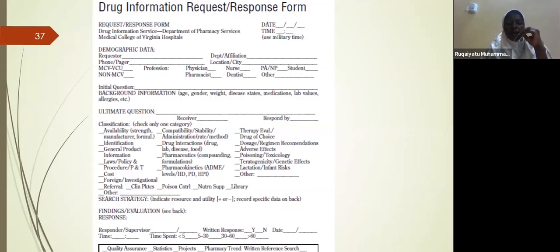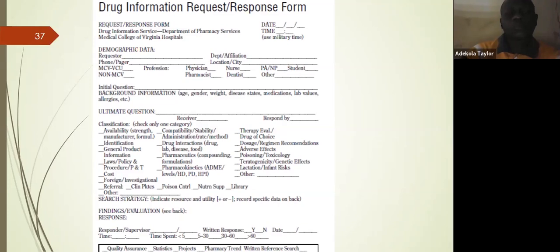So now it's very important to classify the question. Why do we need to classify the questions? Because you can see classification: availability, aid, identification, general product, a whole list of it. This is very important because it helps you to know which resource to search for your information. If, for example, the question is on availability, then you know where you have to search, because there are different resource sites and reference materials for different information depending on what you want.